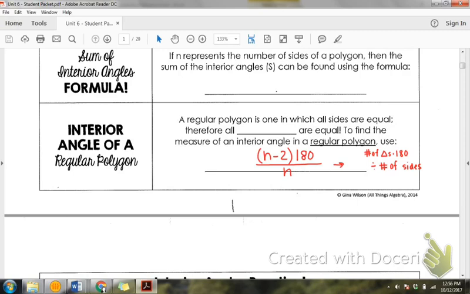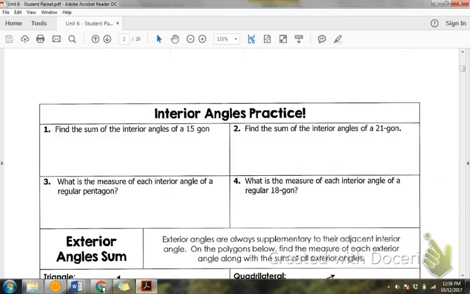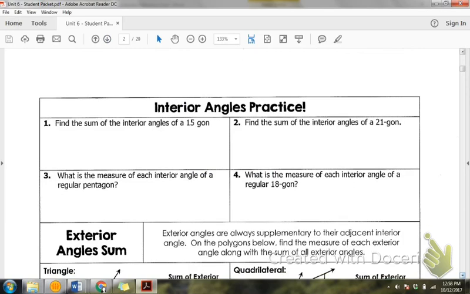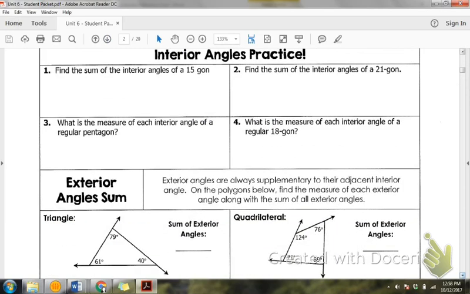Okay, so let's do some actual examples of what this would look like. Number 1 on the back page says, find the sum of the interior angles of a 15-gon. After 12 sides, the polygon is called whatever the number of sides is, and then you slap a gon on the end. So like a 30-sided figure would be a 30-gon.